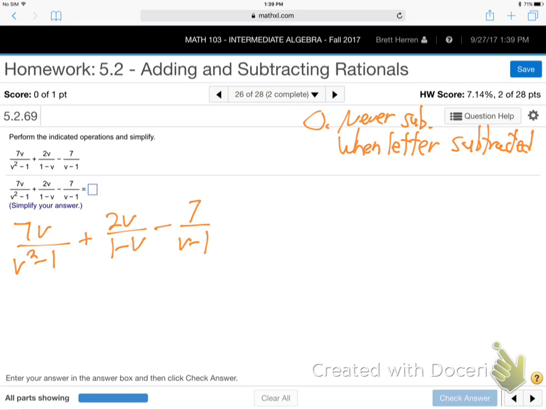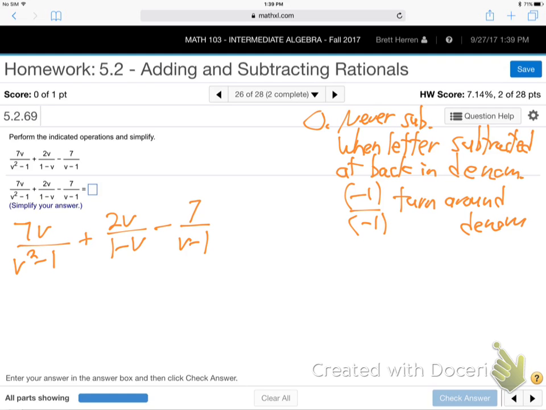Subtracted at the back in a denominator. I'm only talking about the denominator right now. In a denominator, then multiply negative 1, top and bottom, turn around the denominator. What was your turnaround rule? The turnaround rule. I called it the turnaround rule. Yeah, I'm talking about right there. See this one in the middle? See how the letters are at the back and the subtraction is in the denominator in the middle? We don't want that. We've got to turn that around so it matches the other one.